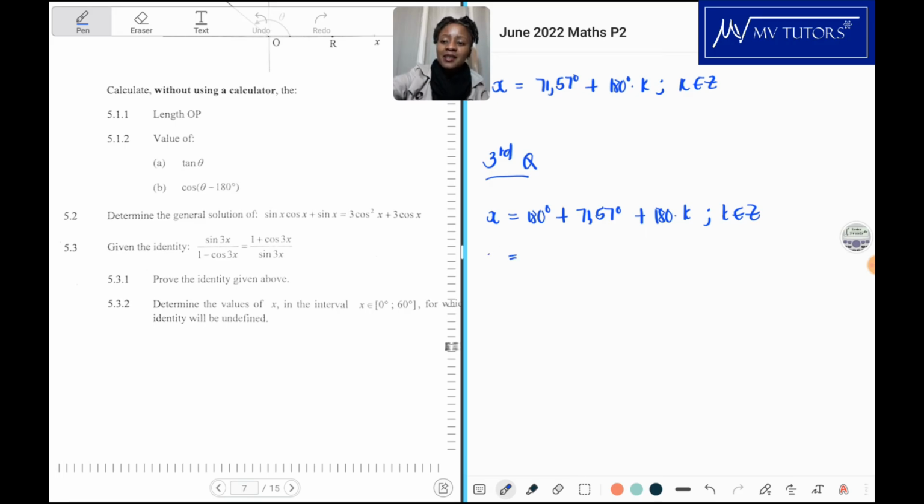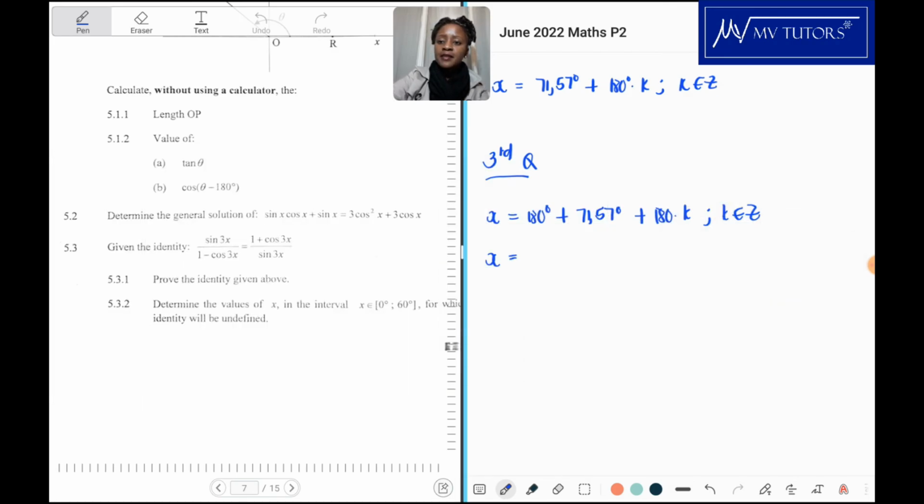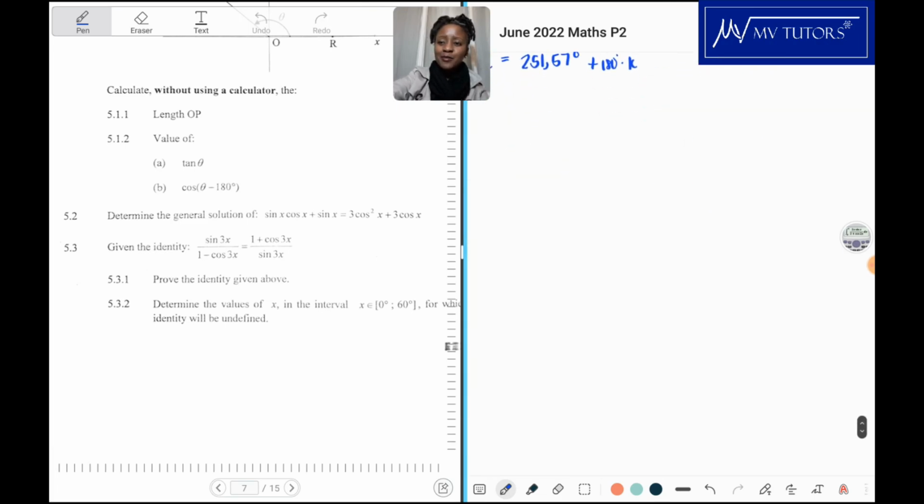Okay. So what is 180 plus 71.57? It will be 251.57. Okay, 251.57 plus 180 times k. You don't have to write k as an element of integers again, as long as you wrote it in the first row, you're good to go. And that is that in terms of getting the general solution. So we can move on to 5.3.